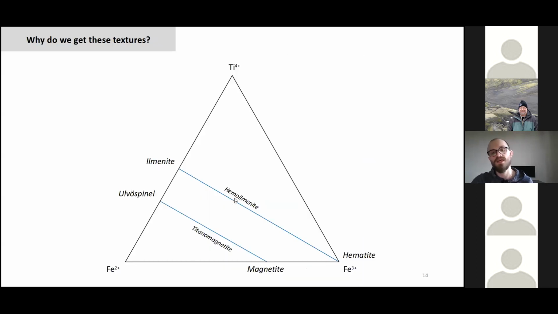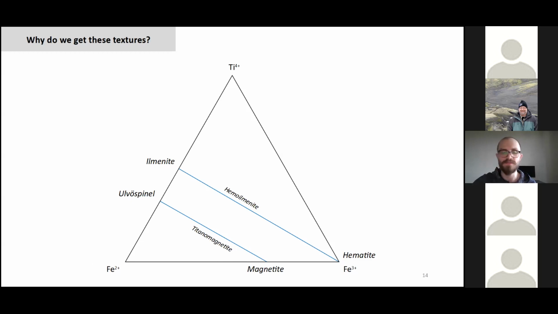So the question is then, how do we get these different textural varieties of iron titanium oxides? And does this process affect the trace element content of the intergrowths? Here we have a ternary diagram showing the relative proportions of iron 2+, iron 3+, and titanium 4+, with the known solid solutions between magnetite and ulvöspinel and ilmenite and hematite. Now, as you can notice from this, there's actually no solid solution between magnetite and ilmenite, yet intergrowths between these two phases are much more common than magnetite ulvöspinel.